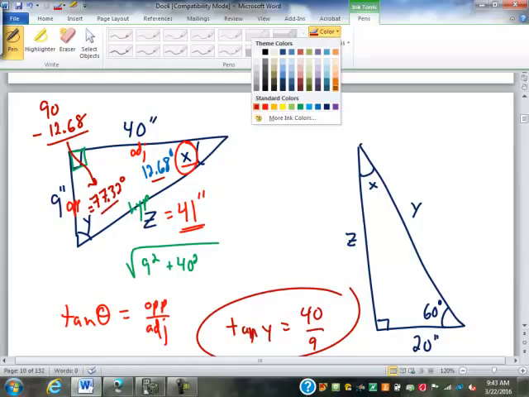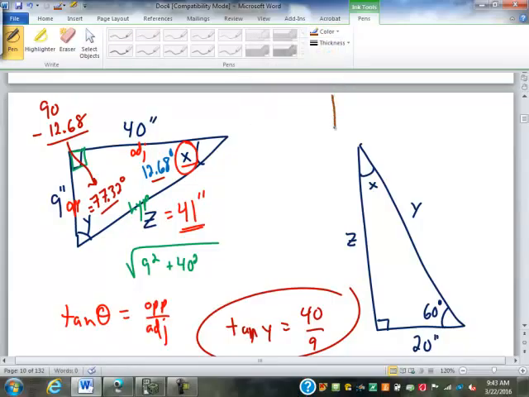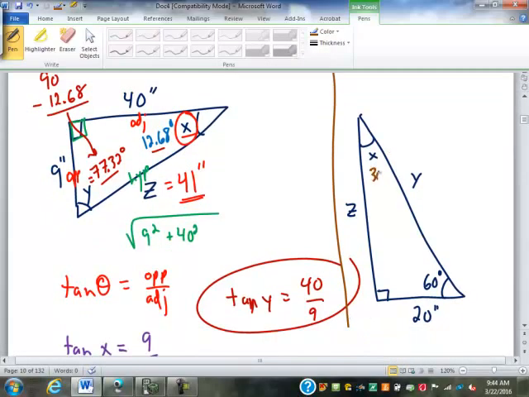So now, over to the second one. How many of you got to the second one? I figured out what X was. Okay. That's it. X has to be 30 degrees. Very good. Let's find Y. Y is what side here? It's the hypotenuse. 20 would be the adjacent if I'm using the 60.